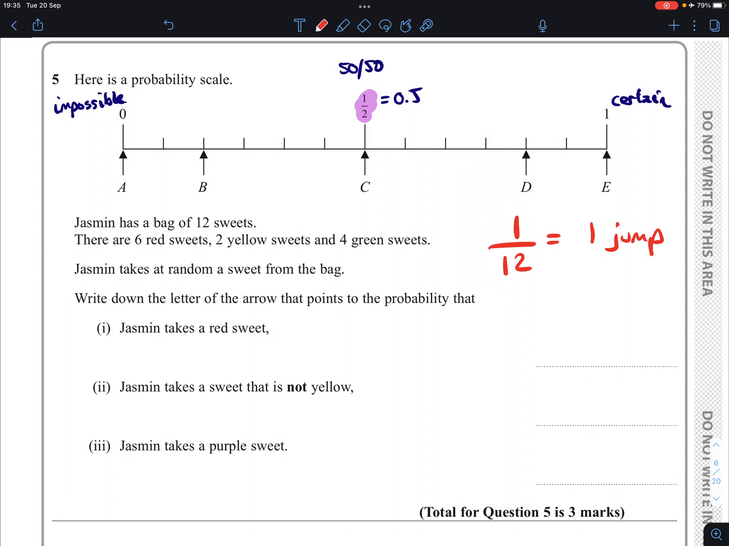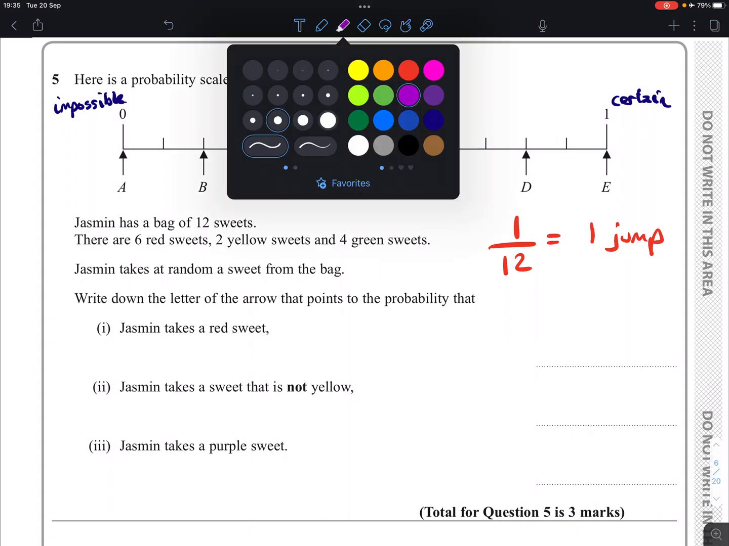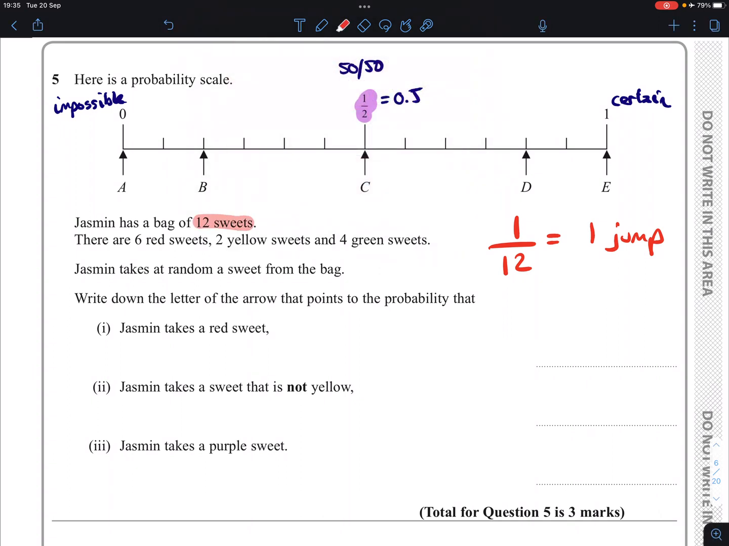Now, why 1/12? Why such a weird scale? Well, the question tells us there's 12 suites. So in terms of the probability that we're going to be doing, all of the descriptions that are here below, all of those fractions are going to be able to be written out of 12. The only time that would change is if you have numbers like 0 out of 12 or 12 out of 12, which would simplify to 0 and 1 respectively.